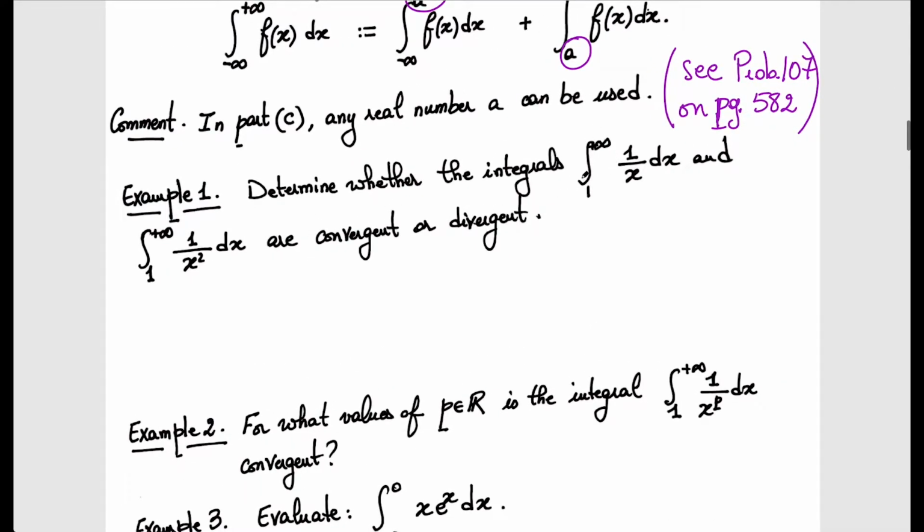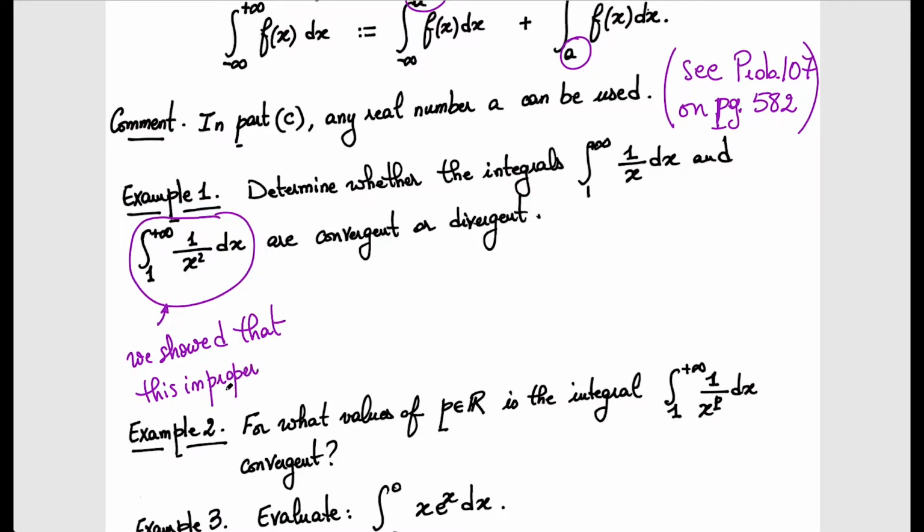Let's look at example 1 now. Determine whether the integral from 1 to infinity of 1 over x dx and the improper integral from 1 to infinity of 1 over x squared dx are convergent or divergent. We know that this guy is convergent, right? So this was shown before. So we showed that this improper integral is convergent. Where did we show that?